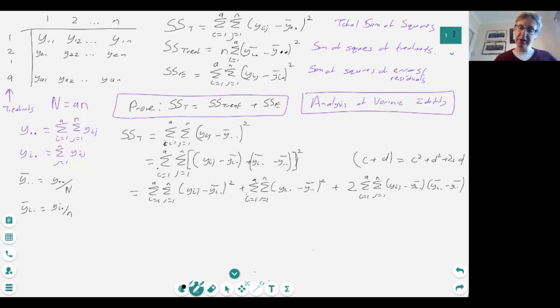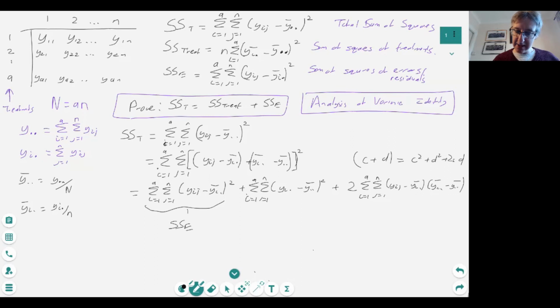Okay, so hopefully you can now see how this proof is taking place. And if we look at this term here, this is exactly the sum of squares of errors. So we're getting there.